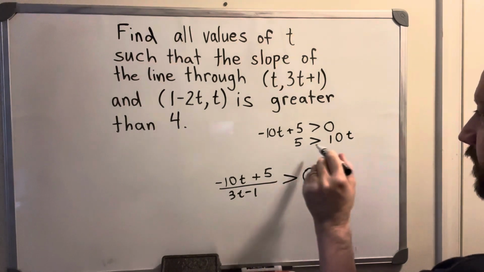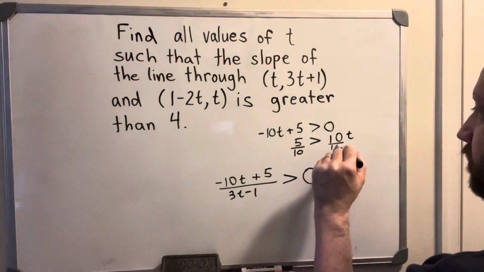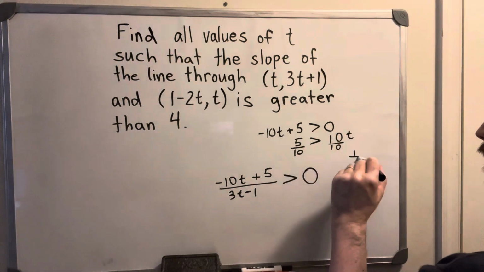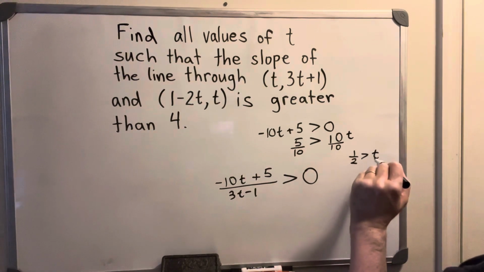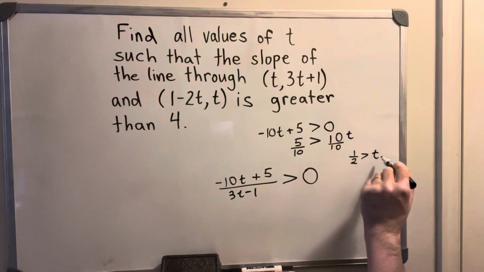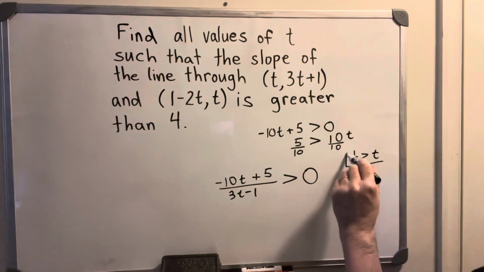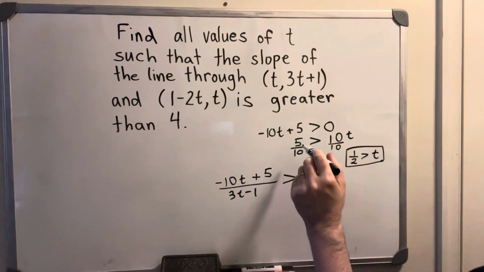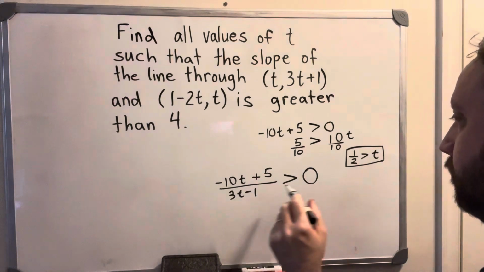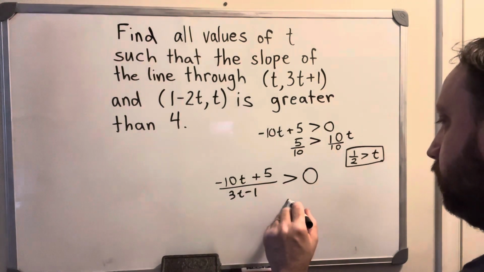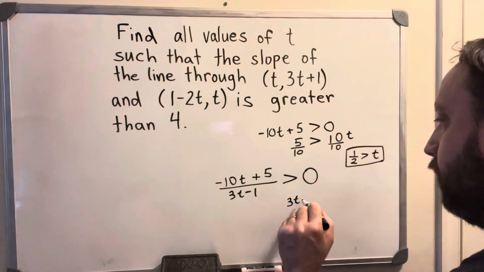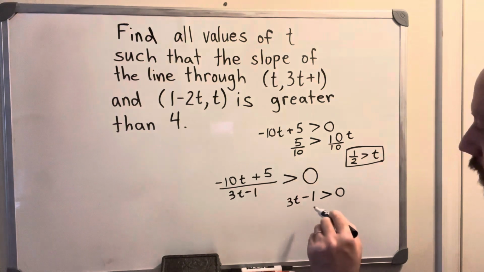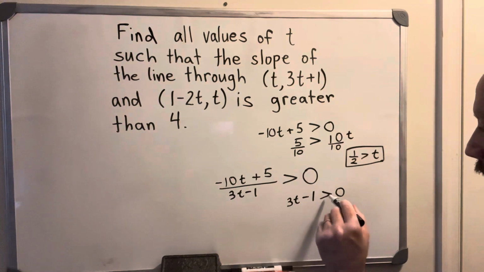Okay, to get t by itself, we divide both sides by 10. 5 divided by 10 is 1/2. So t is less than 1/2. Okay. Remember what this is for. This is for making the numerator positive. Now, we want to see what values of t make 3t minus 1 also positive. 3t minus 1 greater than 0.